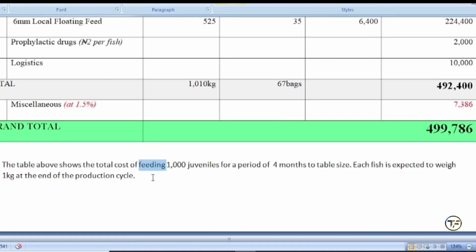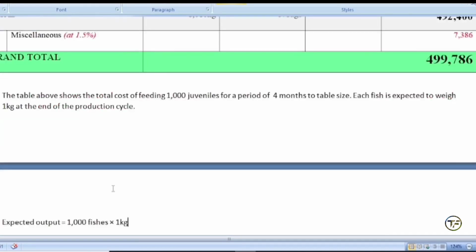So the total cost of raising juvenile for a period of 4 months to table size is this price. I know some people will be saying 4 months. Yes, it is possible, so far you do all that is expected of you, good management practices, then you can achieve this. So each fish is expected to weigh 1 kg at the end of the production cycle.